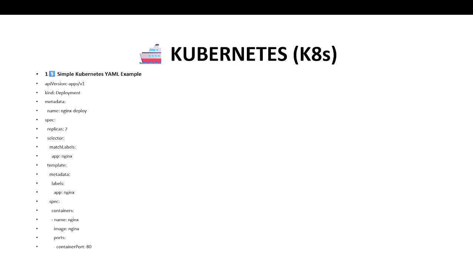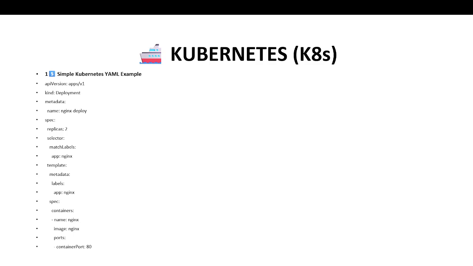So, a simple Kubernetes YAML example. When we are configuring this YAML manifest file, we use these parameters: apiVersion apps/v1, kind. What kind of object are we giving? In this example kind is Deployment. Then metadata name, the deployment name, nginx-deploy.